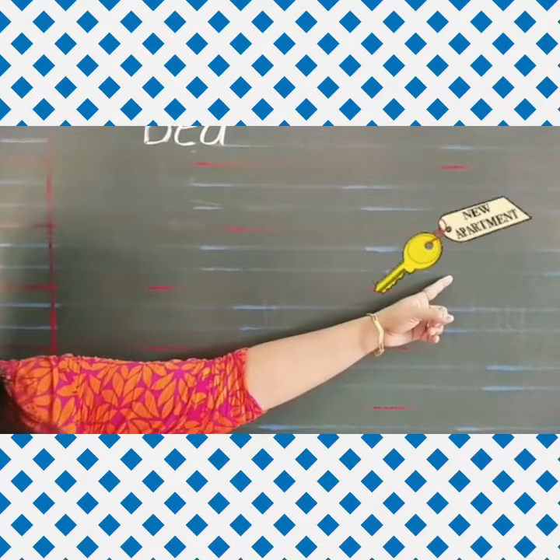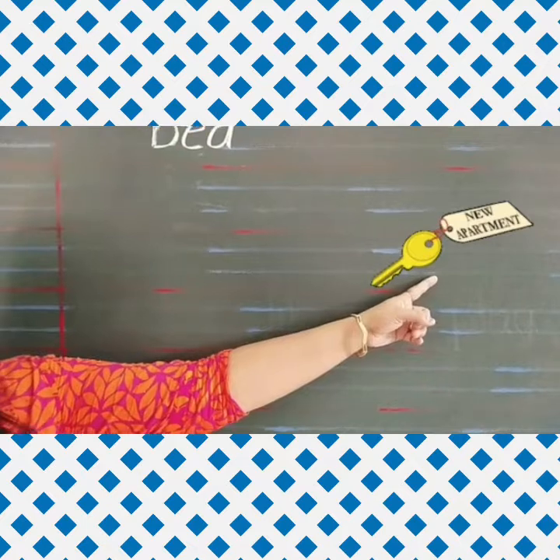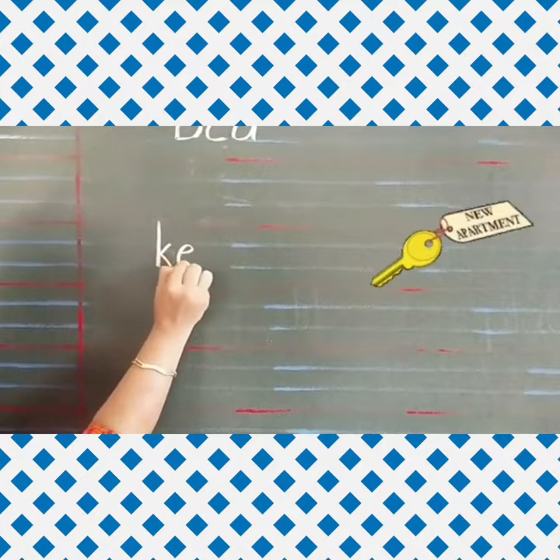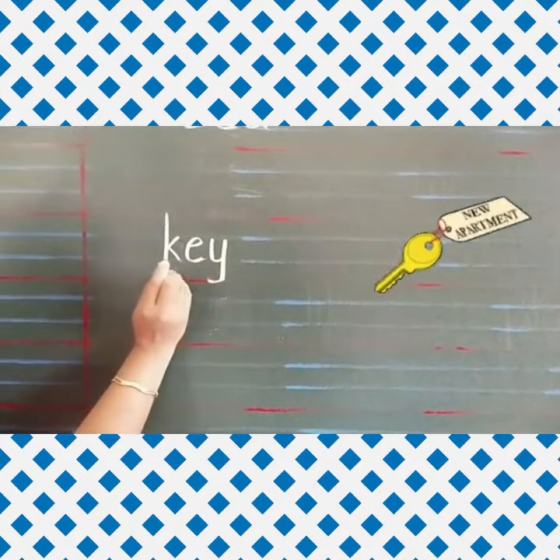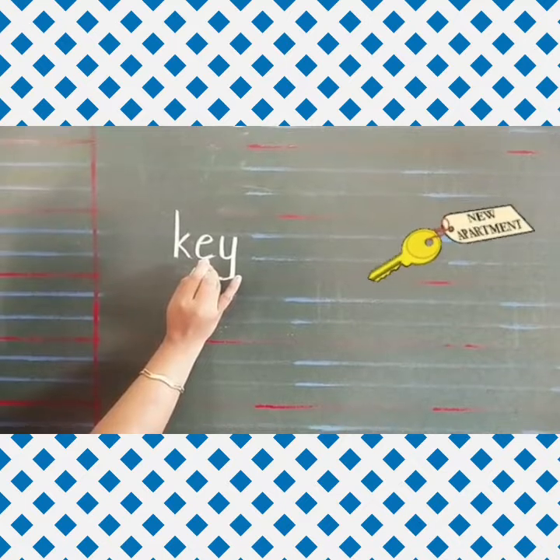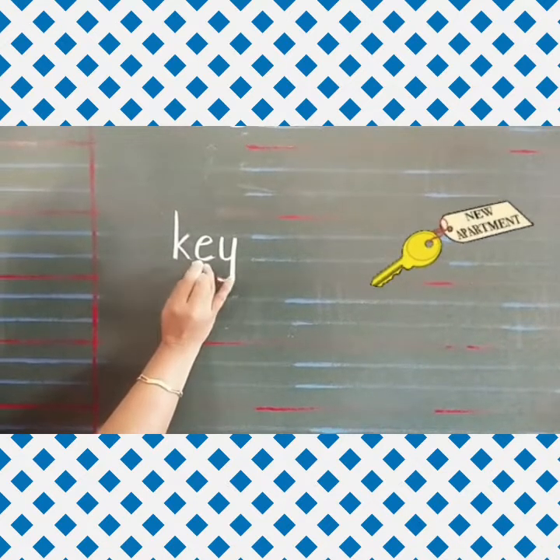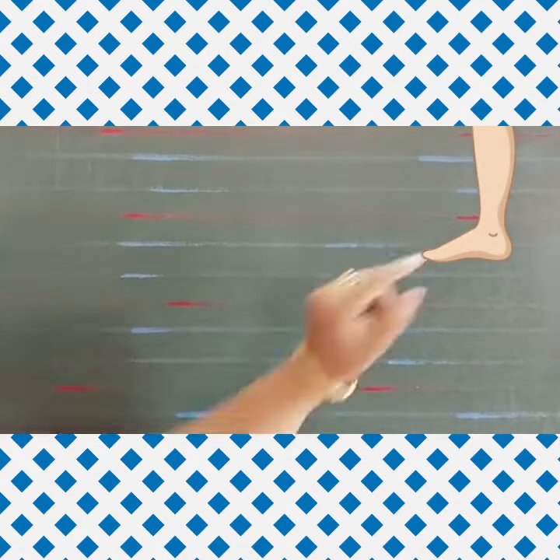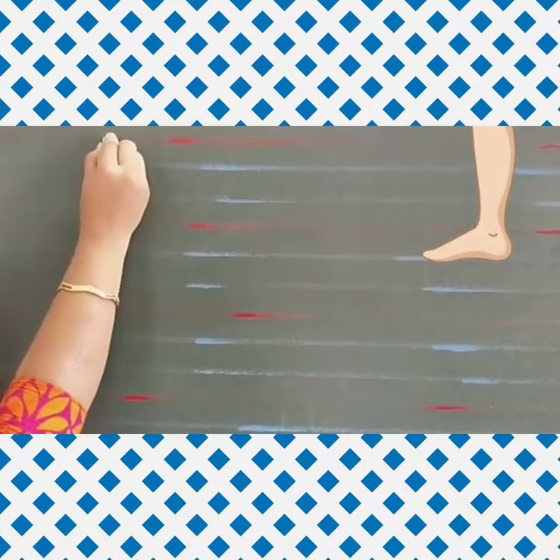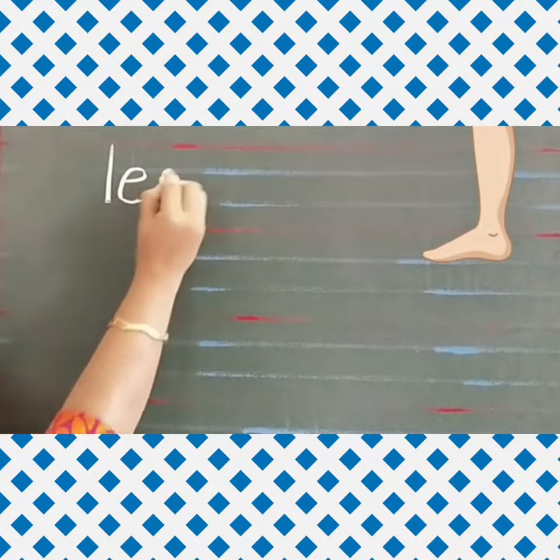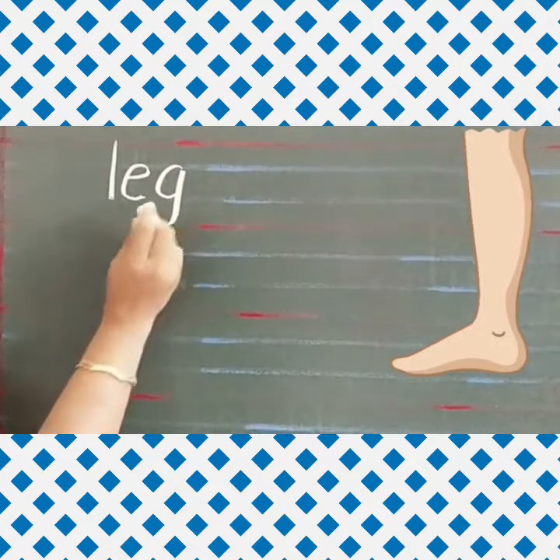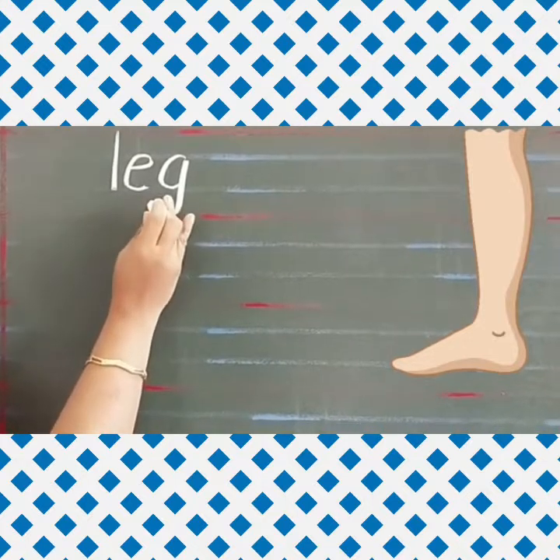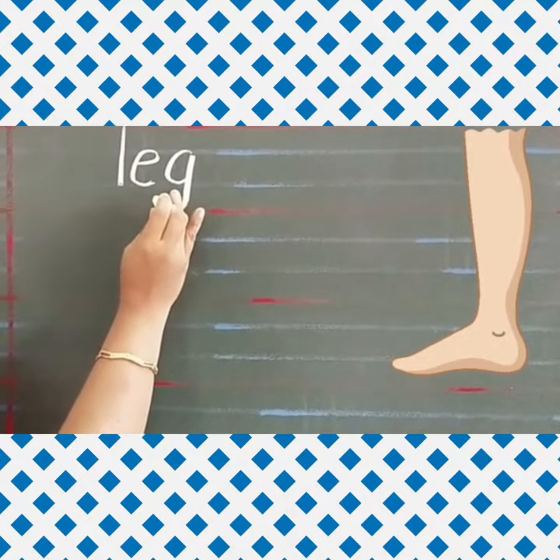Next word. What is this? This is a key. Now what is the spelling of key? K, E, Y, key. K says K, E says E, Y says Y. K E Y, key. Now the next word. This is a leg. Now the spelling of leg is L E G, leg. L says L, E says E, G says G. L E G, leg.